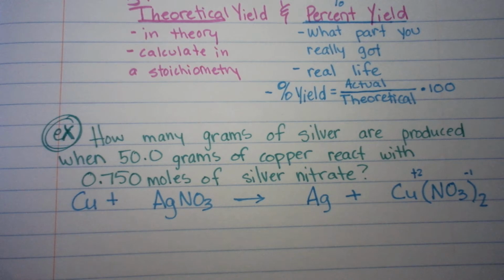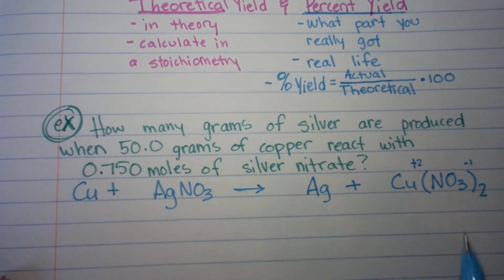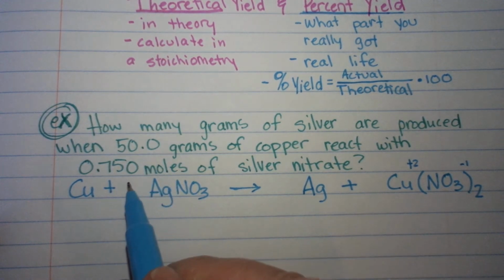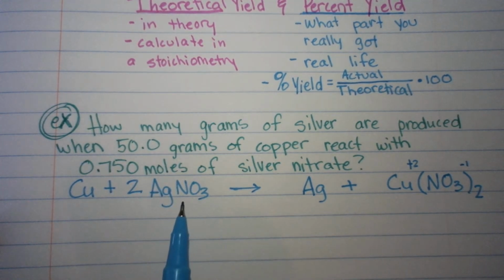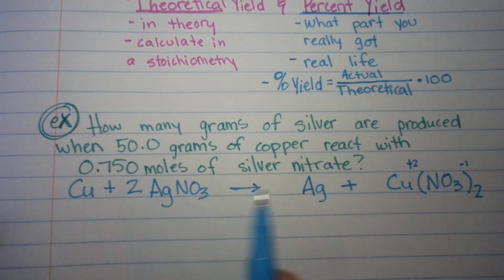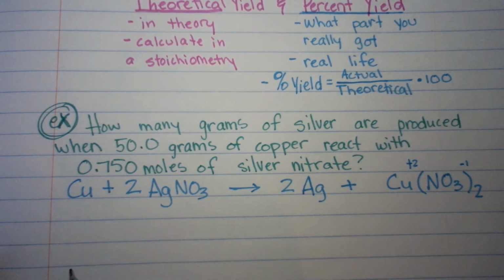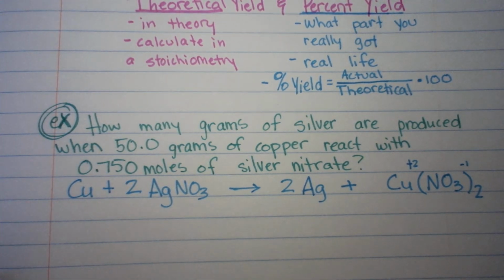Okay. So now we balance it. We see that we need 2 nitrates. Those polyatomics can stick together. So we need 2 over here. 1 copper, 1 copper. We need 2 silvers. Okay, now we have a balanced chemical equation that does make sense. And so we can go ahead and do our stoichiometry.